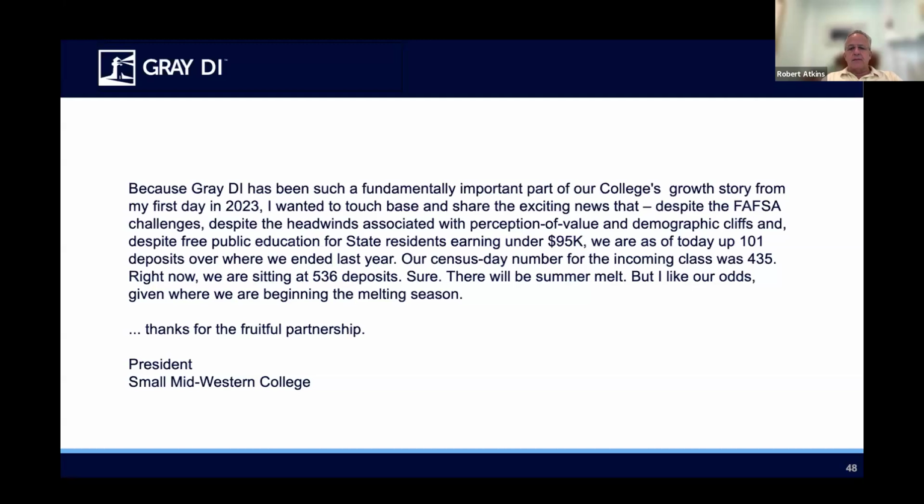So if you're worried about the demographic cliff, it's not that you shouldn't be concerned, don't get me wrong, but it very well might be offset by changes in the economy or exacerbated by changes in the economy. And those will have a far larger impact on your enrollment than demographics will.